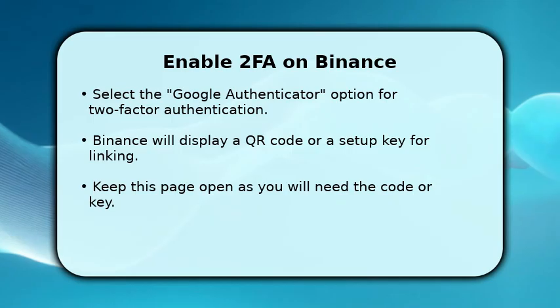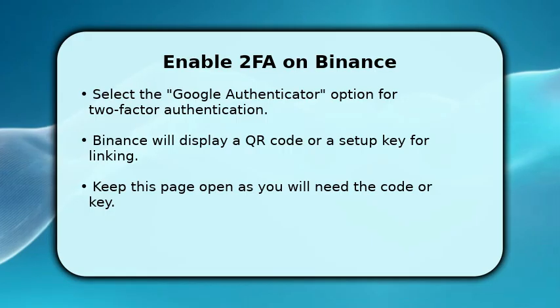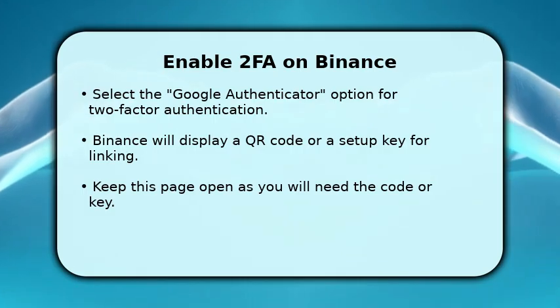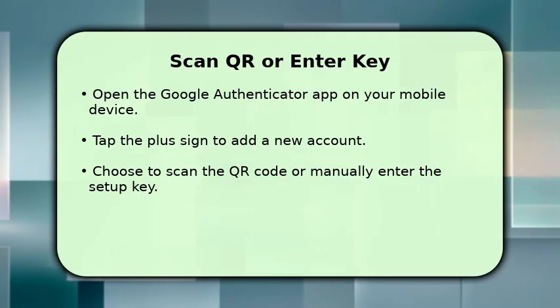Binance will then present you with a unique QR code or a 16-digit setup key. It's crucial to keep this page open on your computer screen. You'll need this visual information to link your Binance account with the Authenticator app on your mobile device in the next step.